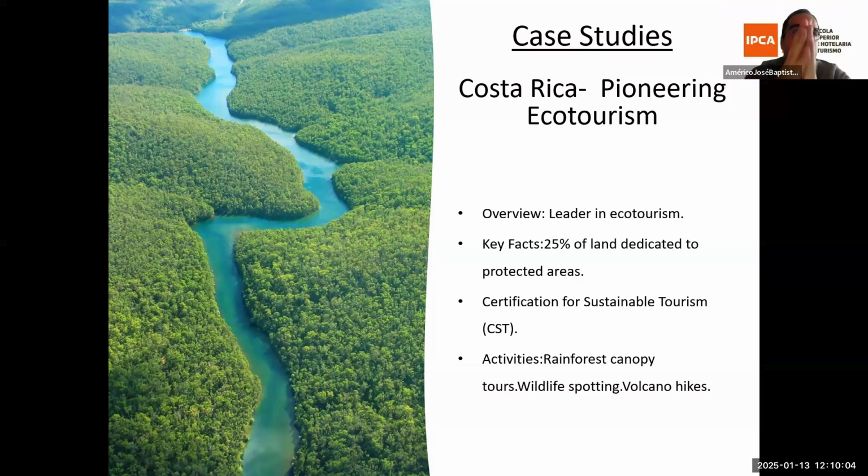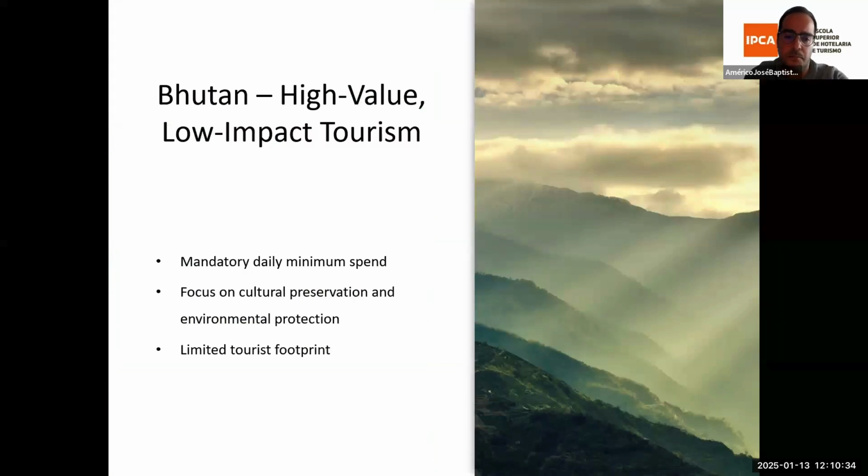The country prioritizes conservation, dedicating approximately 25% of its land to national parks and protected areas. They have a certification for sustainable tourism, and the major activities are rainforest canopy tours and wildlife spotting, like volcano hikes. The second, Bhutan: high value, low impact tourism.